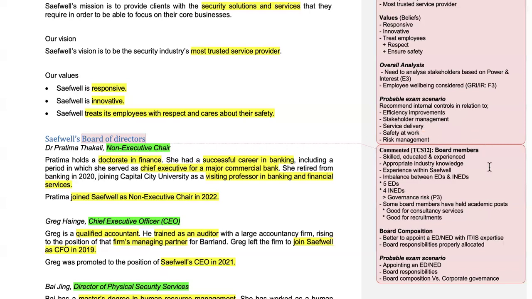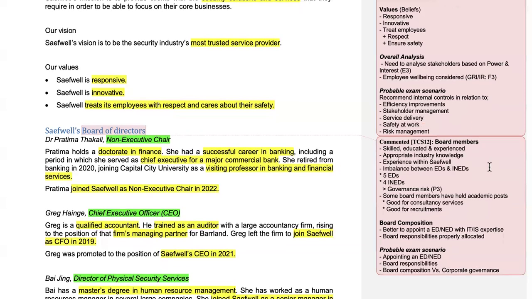And let's look at the board members to gain an understanding about the way in which this company is managed. We have a set of skilled, educated, and experienced individuals as our board members, which is good for our company. And all these individuals possess appropriate industry knowledge, again, which is good for us because our board members should have a good understanding about the internal dynamics of the company as well as its external dynamics.